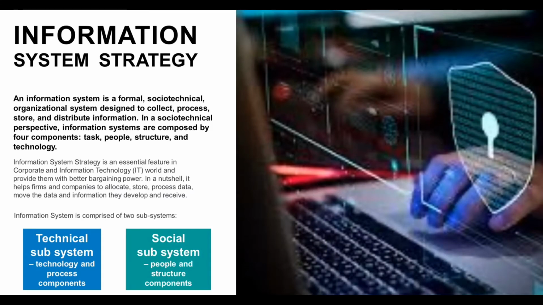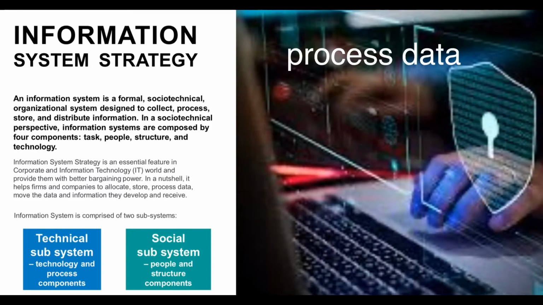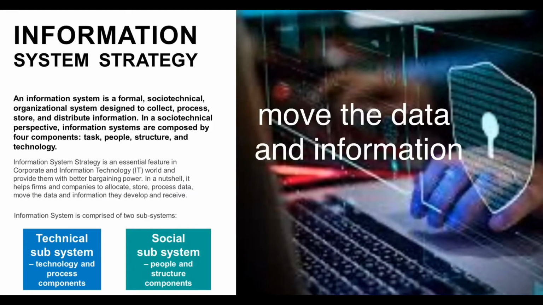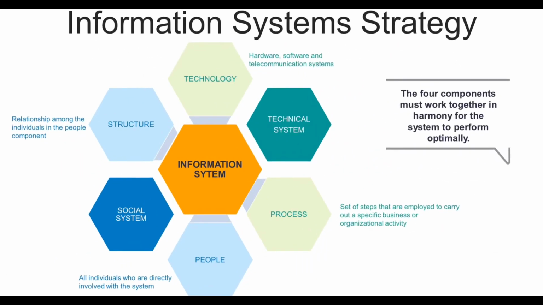Information system strategy is an essential feature in the corporate and information technology world and provides them with better bargaining power. In a nutshell, it helps firms and companies to allocate, store, and process data, and move the data and information they develop and receive. So basically, the information system is comprised of two subsystems: the technical subsystem, which is the technology and process components, and the social subsystem, which is the people and structure components.